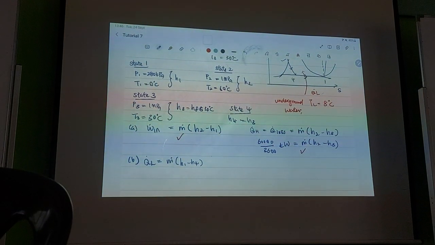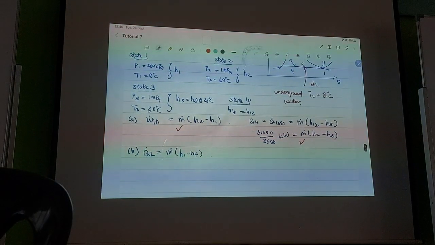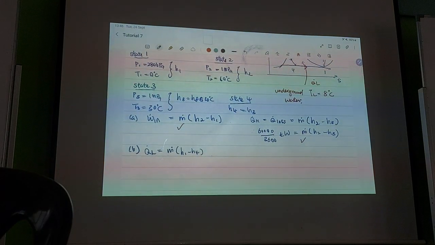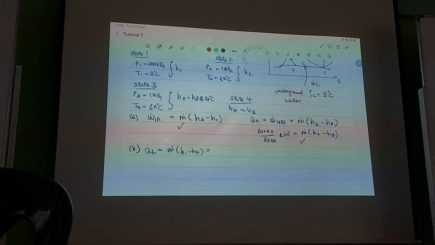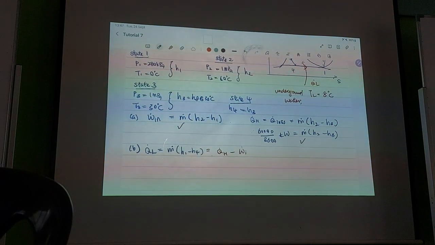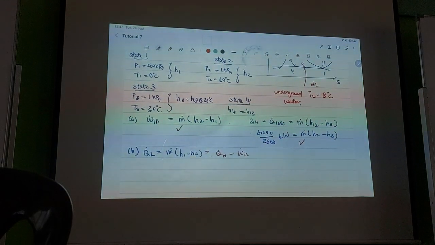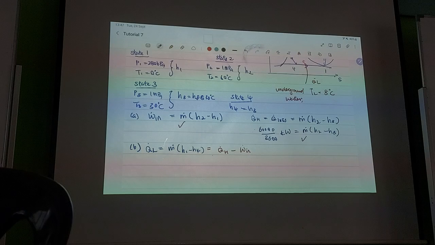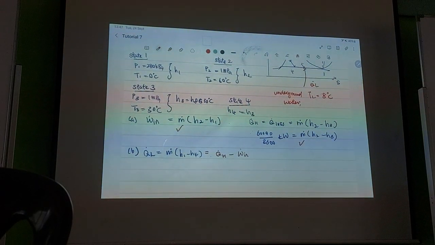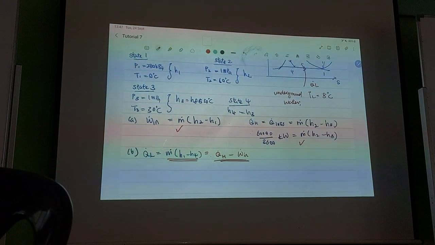Just go and do. Okay, once you get this, technically speaking, QL you can find that way, or you can just say QL is equal to QH minus net work in. This also works because you have the value of QH and you have the value of work in from A. So both of these should give you the same answer. You can choose either one of them to use.